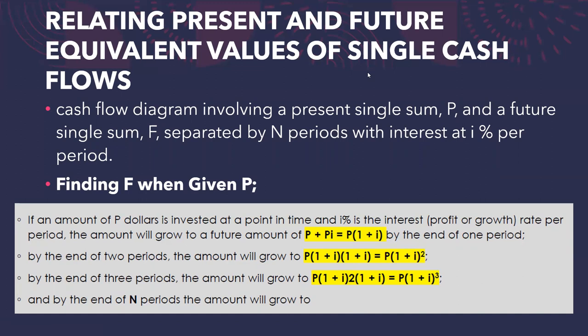That is, if an amount of P dollars is invested at a point in time and I percent is the interest, which can be a profit or a growth rate per period, the amount will grow to a future amount of P plus PI, that means P into (1 plus I), by the end of the first period. At the end of two periods, the amount will grow to P into (1 plus I) into (1 plus I), that means P into (1 plus I) to the power of 2. Similarly, at the end of the third period, it will become P into (1 plus I) to the power of 3. So if it is n periods, it should be P into (1 plus I) to the power of n.